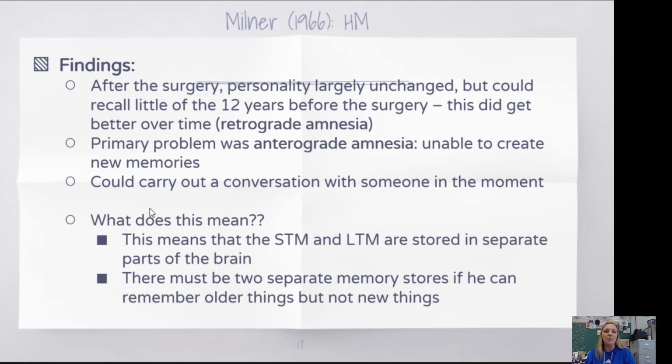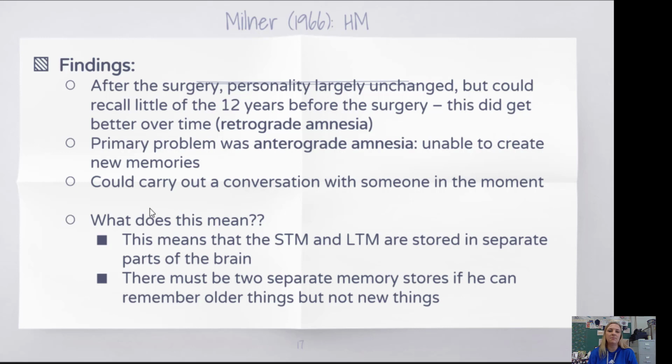However, the primary problem that Milner saw throughout this time was the anterograde amnesia. And this is the idea that HM was unable to create new memories. He could carry on a conversation within the moment, but he was not able to remember anyone after he had that conversation. So if it was a new person that he met, he could not remember that person if they left the room or if they came back the next day.